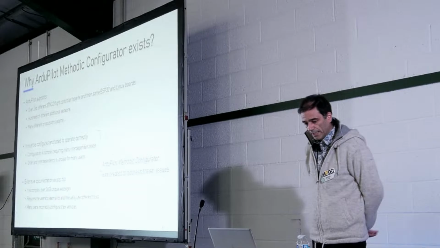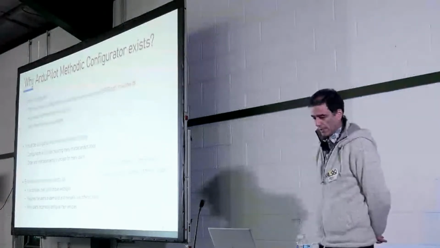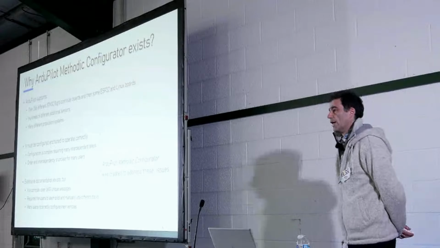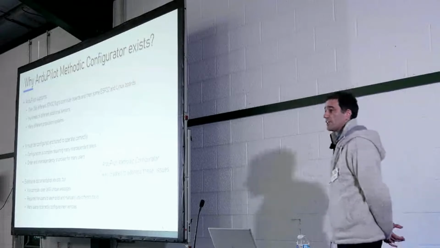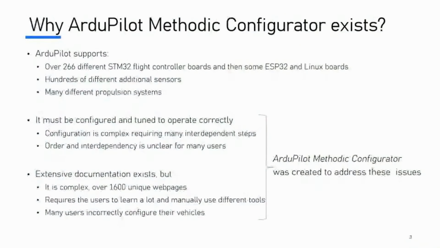And it comes because we do have extensive documentation. There are over 1,600 unique pages. I know, I wrote an engine to crawl them all, and there are 1,600 unique pages on our wiki. So it requires users to learn a lot and use different tools, and they lose their way once they start reading the wiki. They veer off in one direction, then in another direction. There's no start to finish.